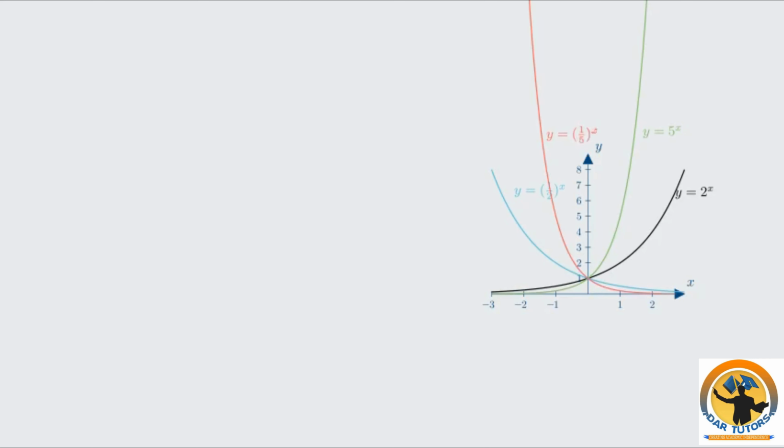Now let's generalize these observations. We'll look at the graphs of y equals a to the x for different positive bases, a. Here we have 4 graphs. The black one is our familiar y equals 2 to the x. The green one is y equals 5 to the x. The blue one is y equals 1/2 to the x. And the red one is y equals 1/5 to the x. Notice that all 4 graphs pass through the point (0, 1). This is a universal property of all functions of the form y equals a to the x, because a to the power of 0 is always 1.